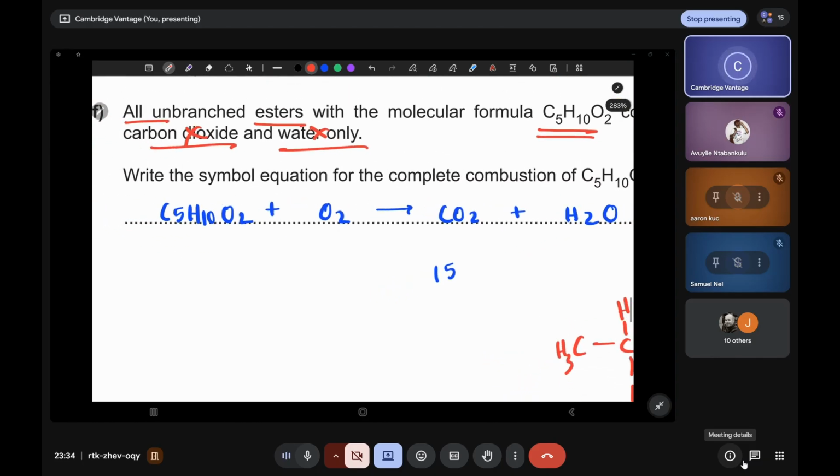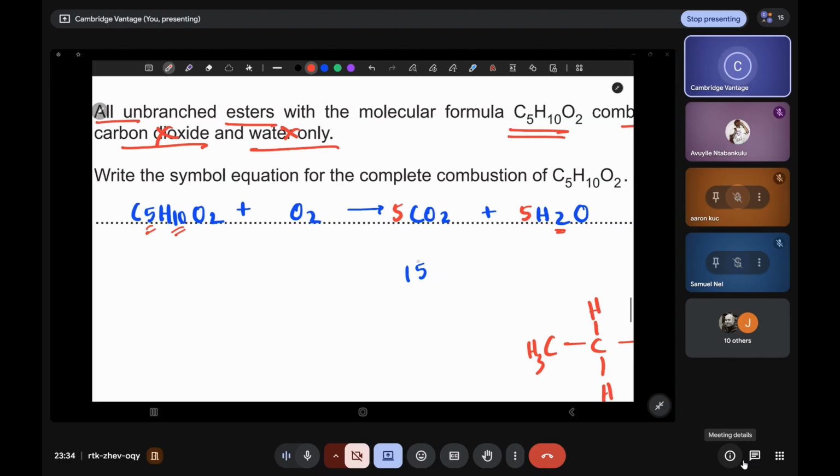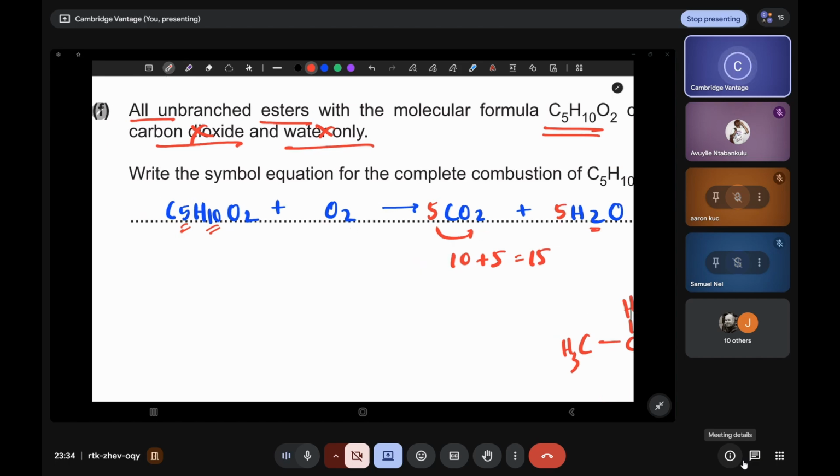So to balance these equations, what I always like to do is first balance the carbon. So you multiply the carbon by 5 because you had 5. And then you balance the hydrogen. So you had 10 over here, you have 2. So if you write a 5, it balances out the hydrogen. Now look, how many oxygens do you have? On the right side, you have 5 times 2, that's 10, plus 5, that's 15 oxygen, right? On the left hand side, what do you have? You have 2 and then another 2, that's 4.